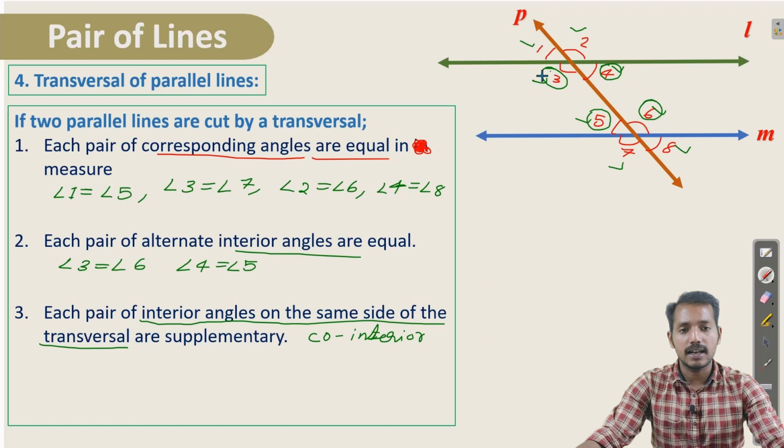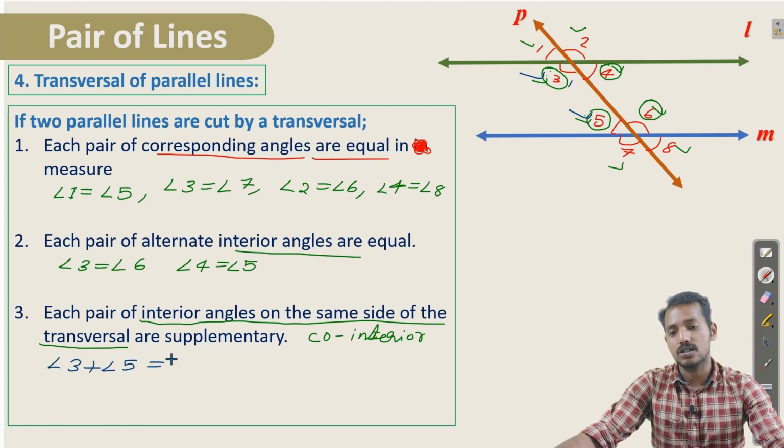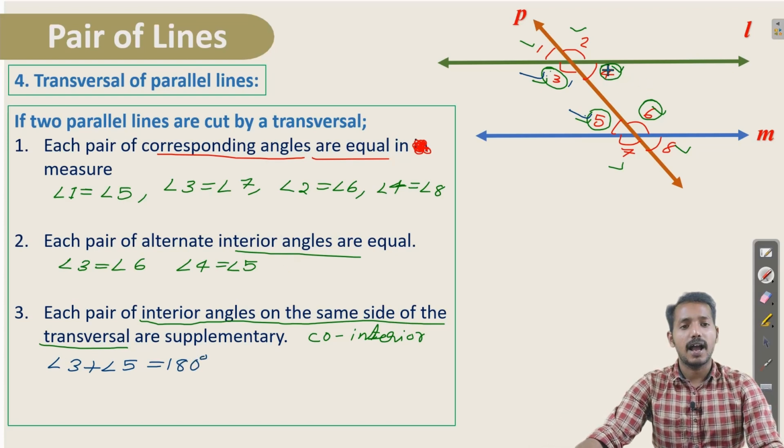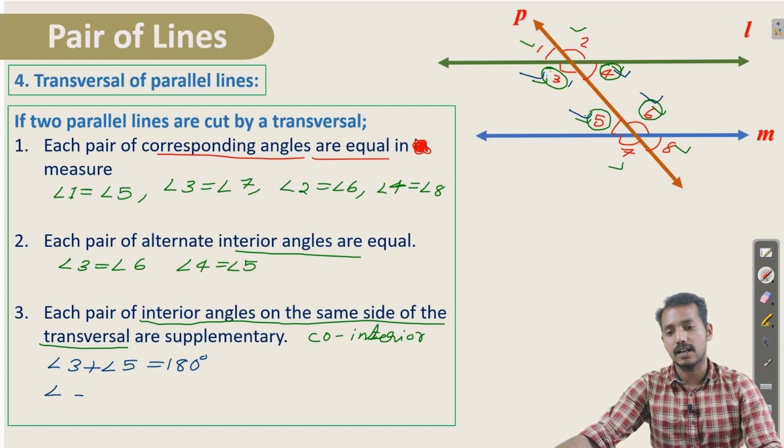So angles 3 and 5. These two angles are the interior angles on the same side. They are supplementary. Therefore, we can say that angle 3 plus angle 5 is equal to 180 degrees. Similarly, angles 4 and 6 are also supplementary. Angle 4 plus angle 6 is equal to 180 degrees.